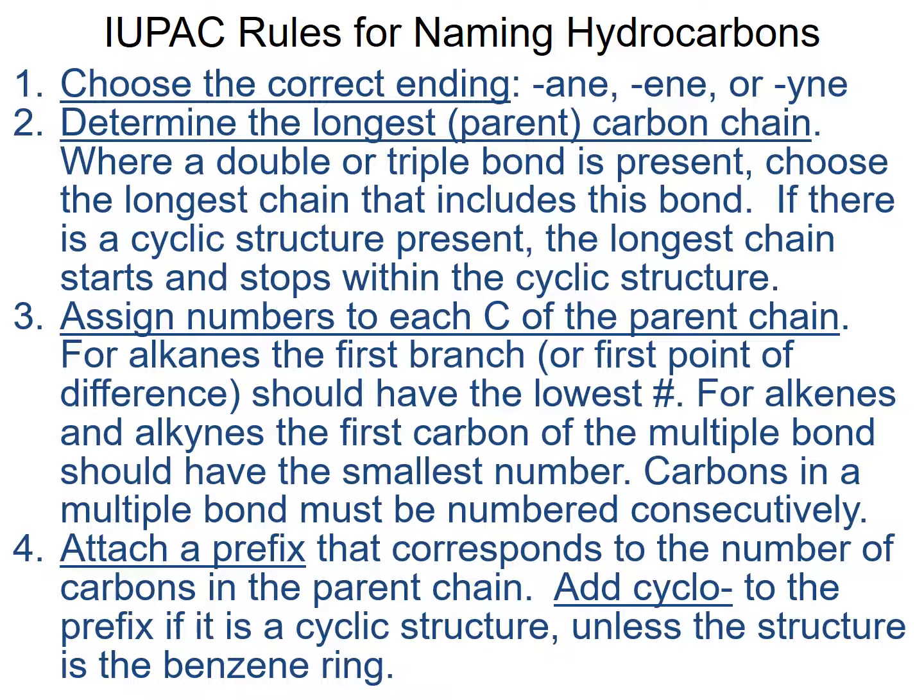Any kind of attachments or side chains have to have a number, and if there's more than one, then you should also assign a prefix. If you have a cyclic structure, for example, you have to call it cyclo, unless it's a very specific structure like the benzene ring, in which case it might have a special name.